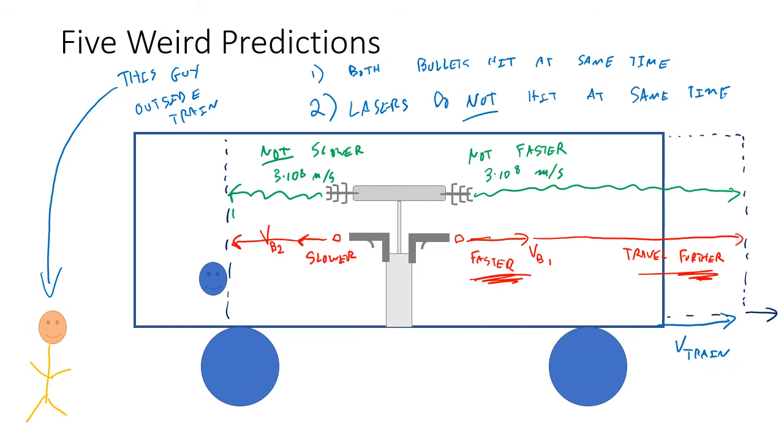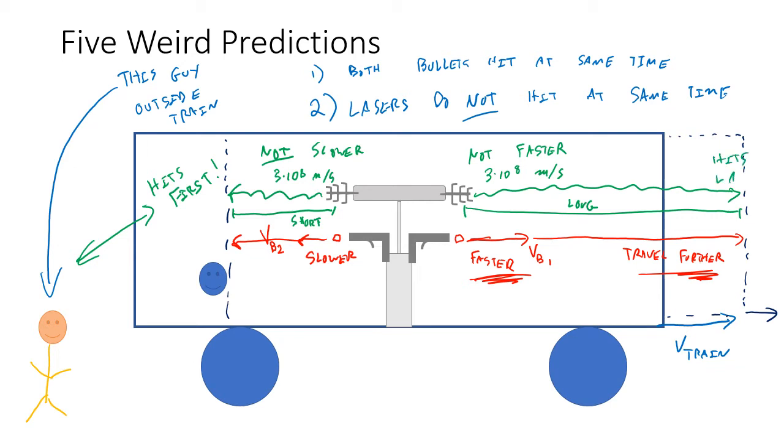That means this laser travels a short distance. This laser travels a long distance. So this laser hits first from the perspective of this guy. This laser hits later. So boom, we've destroyed the idea of simultaneity. The guy inside the train is absolutely positive that the lasers hit both walls at the same time. The guy outside the train is absolutely positive that they don't hit at the same time.